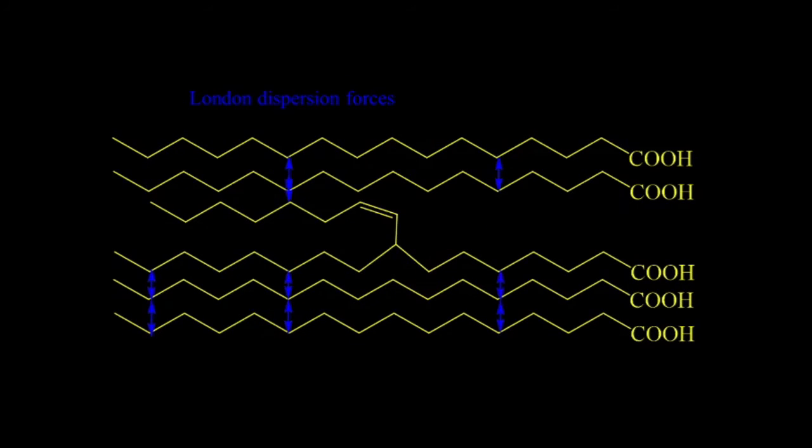All common cis unsaturated fatty acids are liquids at room temperature because the cis double bonds interrupt the regular packing of the chains. And the London dispersion forces act over only short segments of the chains, so that less energy is required to melt them. The greater the degree of unsaturation, the lower the melting point, because each double bond interrupts the regular packing of the fatty acid molecules.